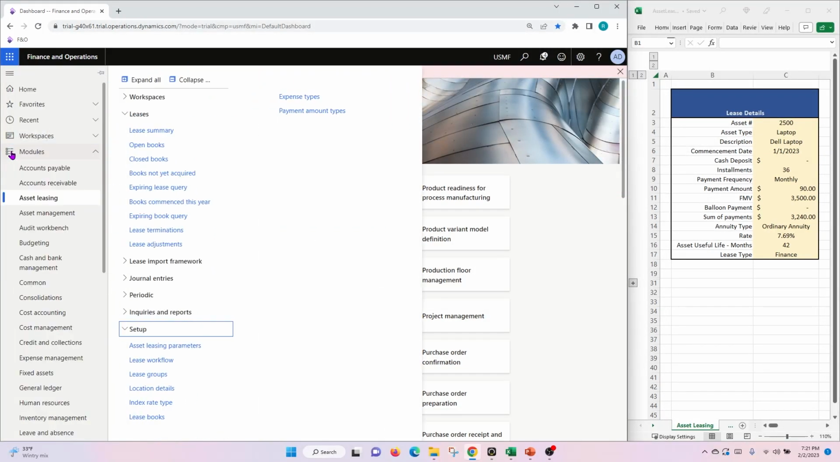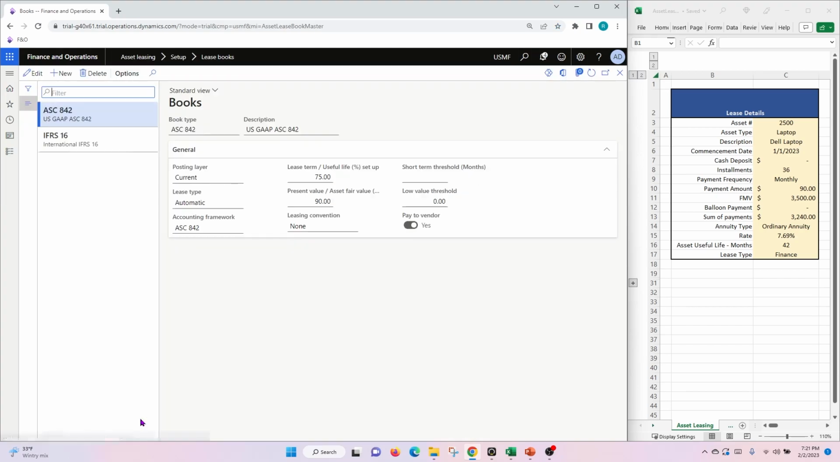So let's cover a couple of setup items before we set up this lease. One is lease books. If you go to Setup, click on Lease Books. Then you have here your IFRS 16 and your ASC 842. Now, like I said, the lease classification can be done by Dynamics. If you have this as automatic, then you're going to have your percentages that are going to be used in the calculations. Here is the 75% that I mentioned, as well as the 90%. So just keep that in mind.